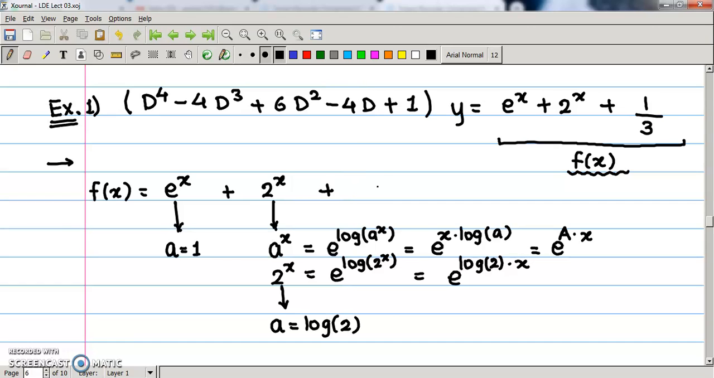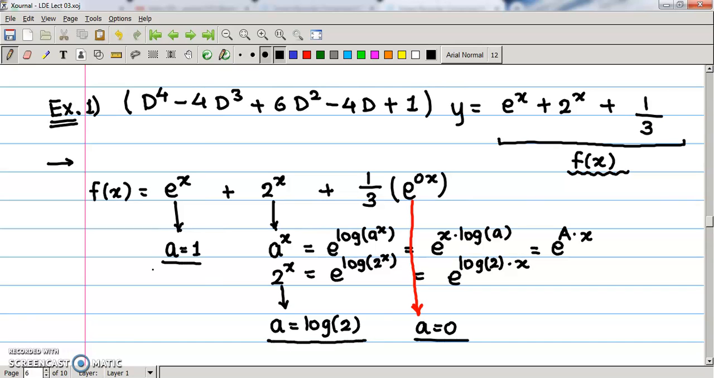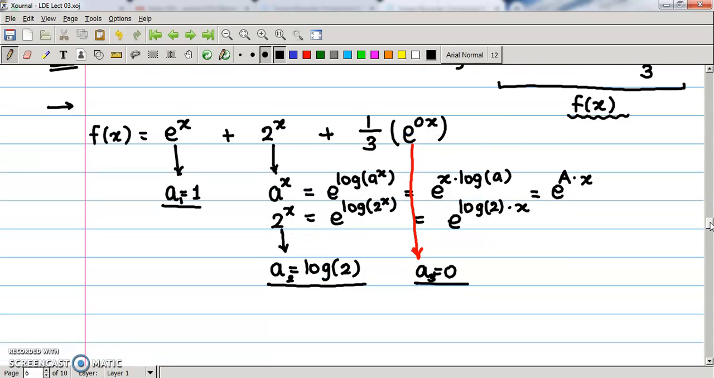Then the third term is 1/3. We can rewrite this term as an exponential function by taking e^(0x). So for this term, the value for a is equal to 0. So we check for these a's, or we can call them a1, a2 and a3: does there exist any case of failure or not?